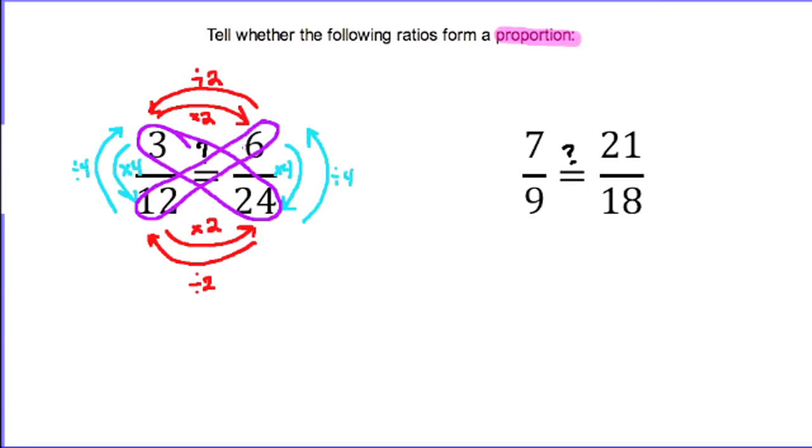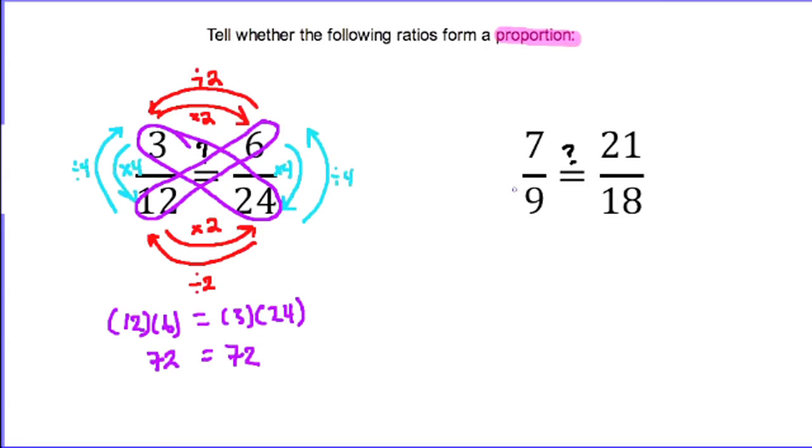So 12 times 6 should be equal to 3 times 24 if this were in fact a proportion. Let's test those out. 12 times 6 is 72, and 3 times 24 is also 72. Since the two sides are equal, I know that yes, in fact, 3 to 12 and 6 to 24 form a proportion.